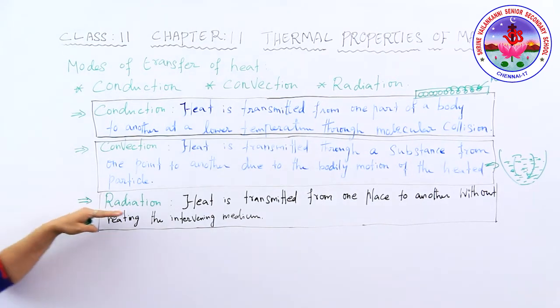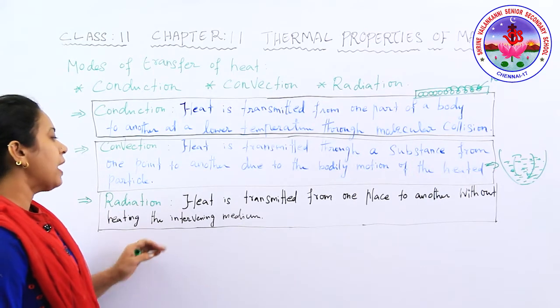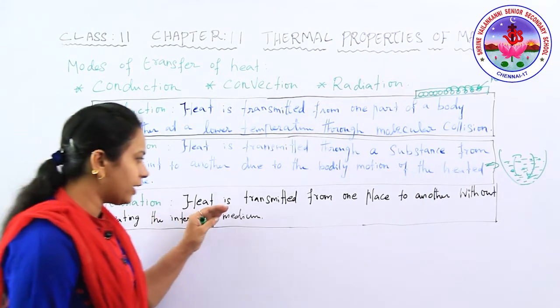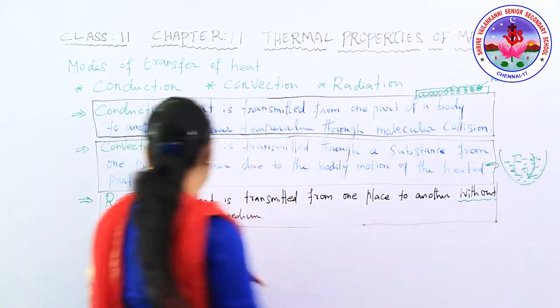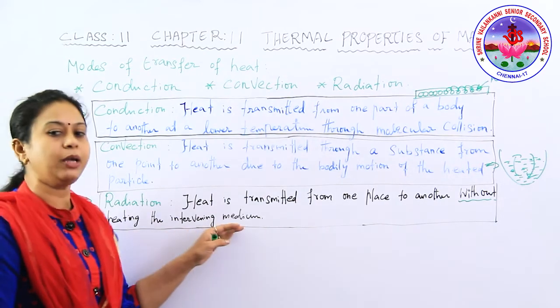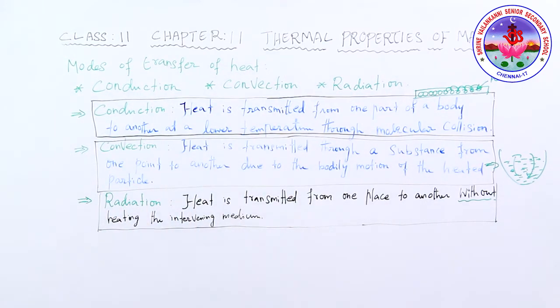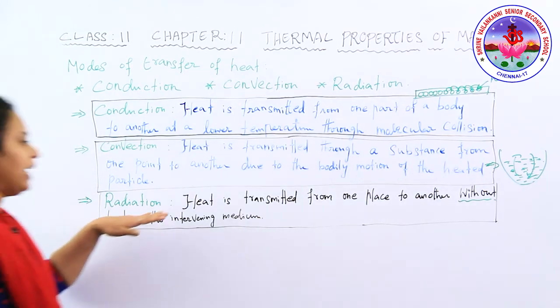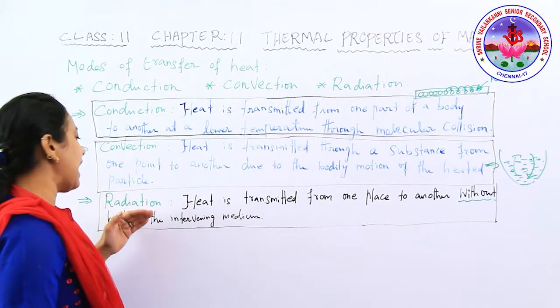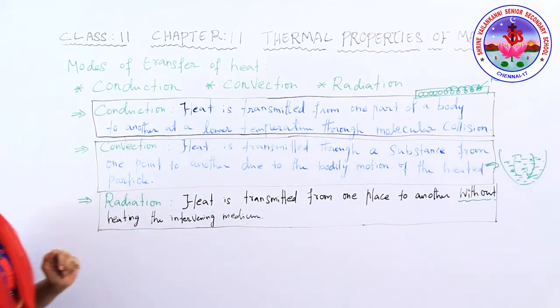Now the next one is radiation. Radiation means the heat is transmitted from one place to another without heating the intervening medium. For example, the heat from the sun that reaches the earth is because of this process of radiation only, right? It involves the transfer of heat without any help of a material medium. We need not any material to transfer heat through radiation, right?